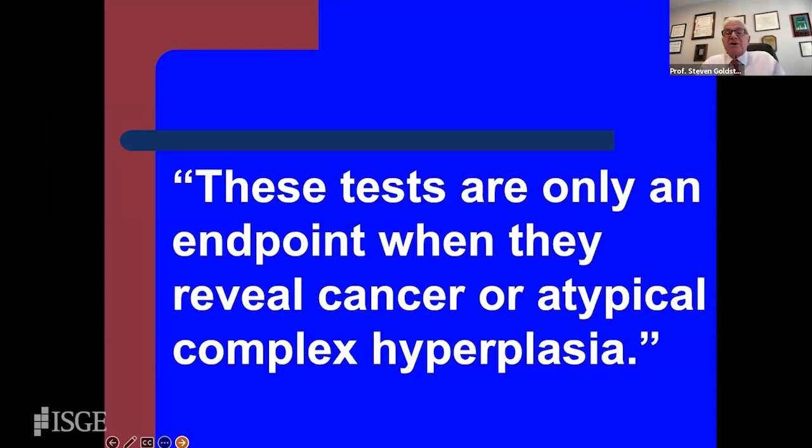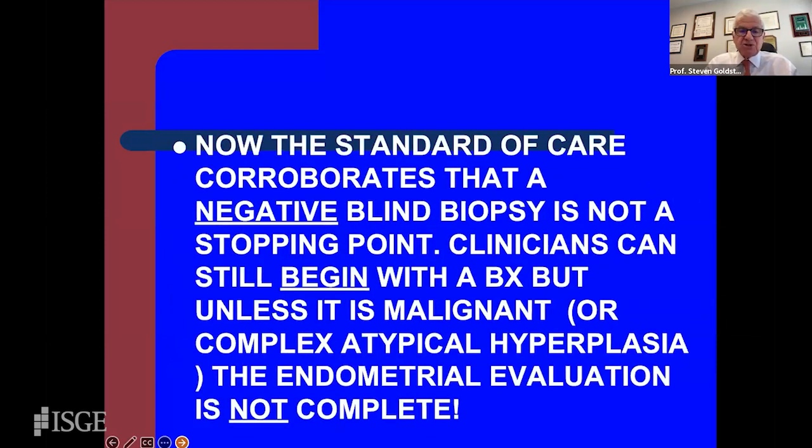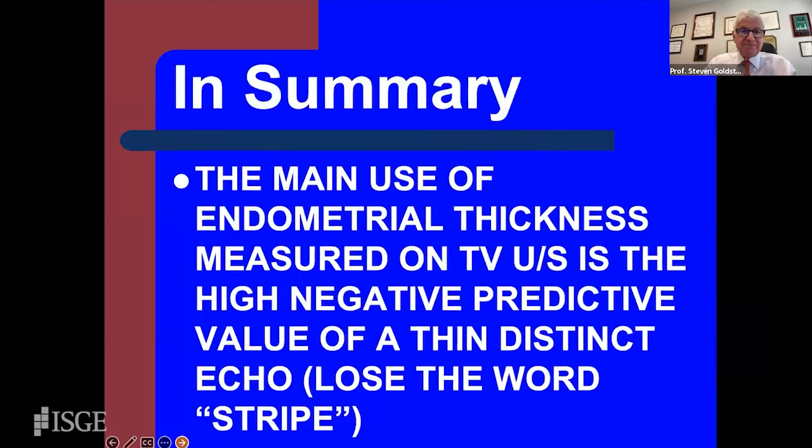Our registrars at Bellevue Hospital don't have access to ultrasound. Of course, they will do blind endometrial sampling first, but if this does not reveal cancer or atypical hyperplasia, the workup is not complete. So now that the standard of care corroborates that a negative blind biopsy is not a stopping point, certainly clinicians can begin with a biopsy, but unless it is malignant or complex atypical hyperplasia, the endometrial evaluation is not complete.